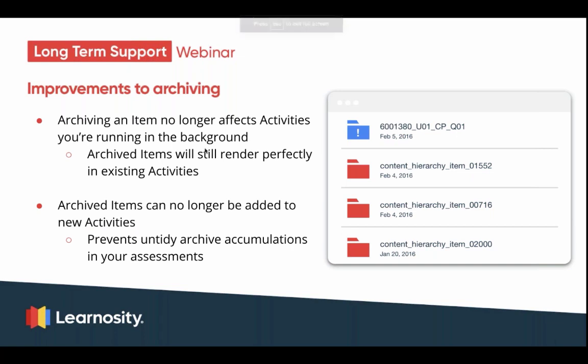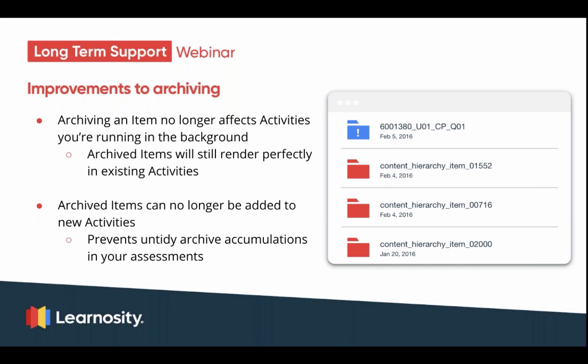Improvements to archiving. This is a slight change to how we handle archived items when the test is being delivered to a student. So previously, if you had an activity that was being delivered to a student and you had 10 items in that activity and one of them had been switched to archived, we would throw an error when you tried to initialize that activity or resume that activity, because from our side it was considered not available.